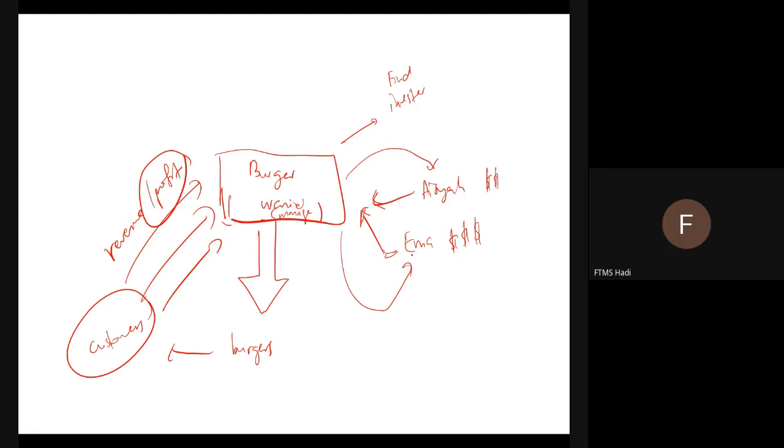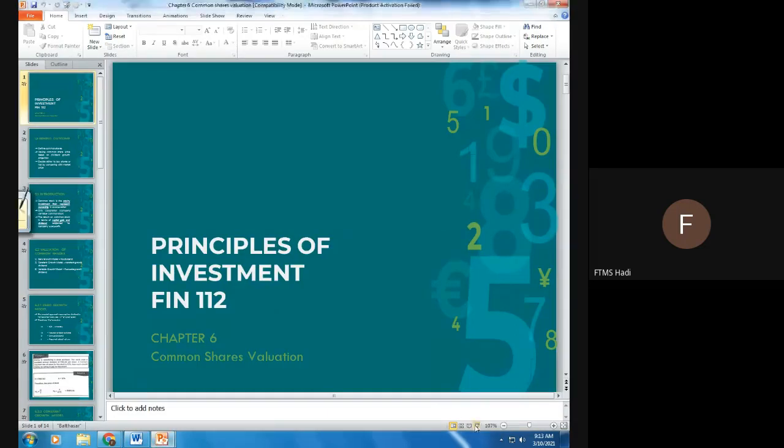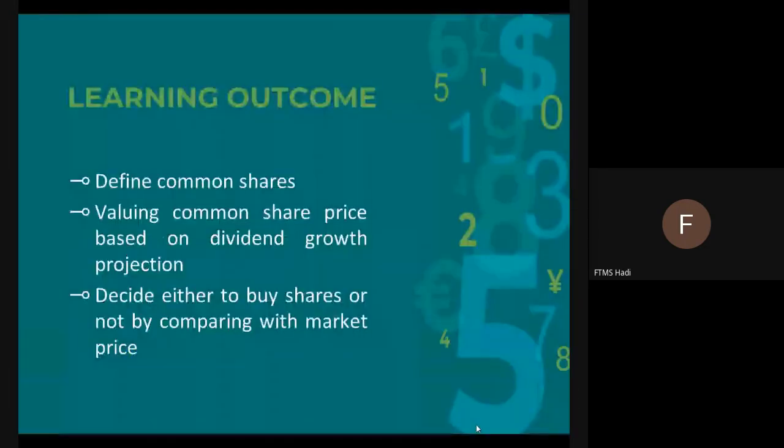Same goes to the company concept that I've been talking to you about earlier. Alright, let's have a look at the concept of common shares valuation. Here are the learning outcomes: define common shares, value common share price based on dividend growth, and decide whether to buy shares or not by comparing with the market price.